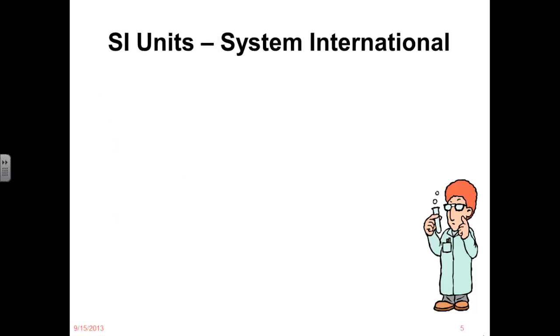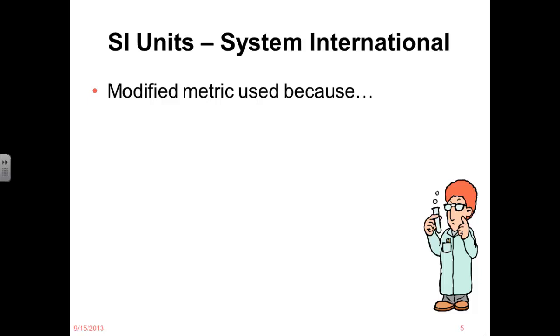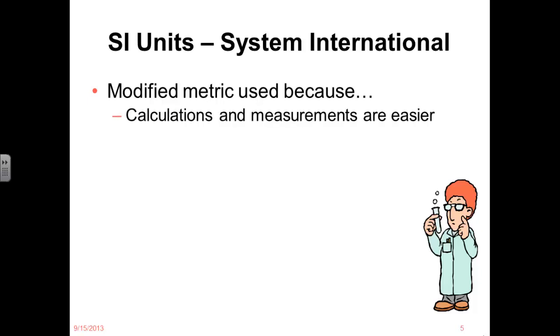Those tags that we use a lot of times fall under something called the System International of Units. These are kind of like the standard units that most of the world uses. It's called a modified metric scale. Most of the units come from metrics, with a couple of exceptions. We use metrics because the calculations and the measurements are much easier. Instead of having to deal with fractions, 2/16, 3/16 of an inch, we can deal with decimals. Everything is based on the number 10.